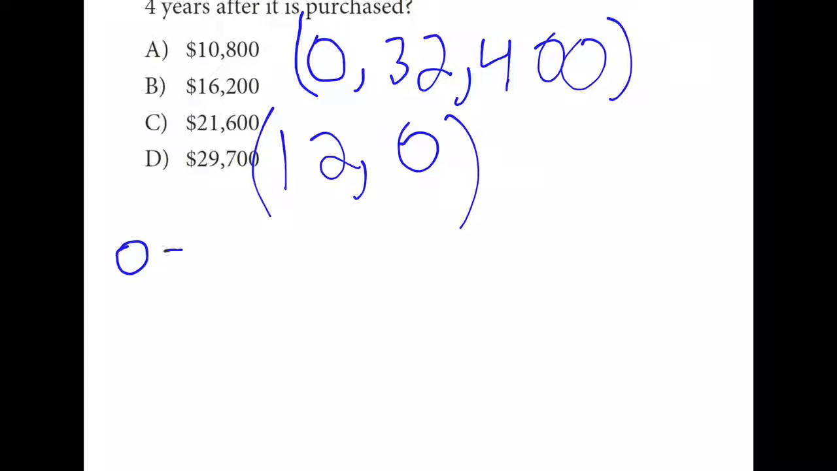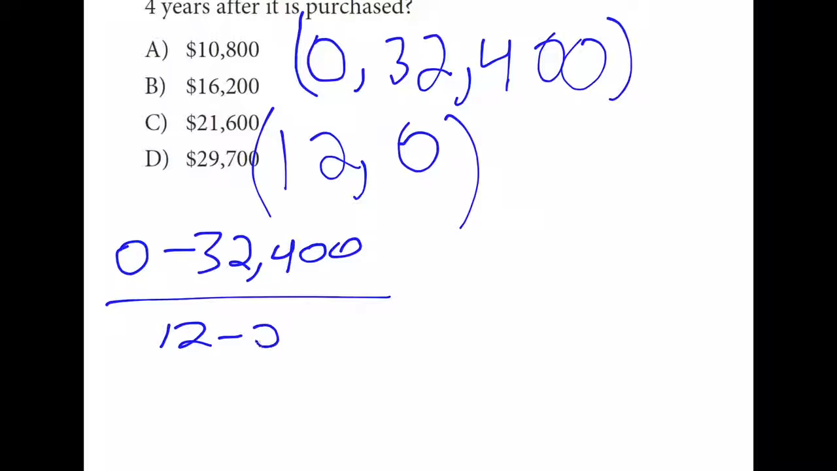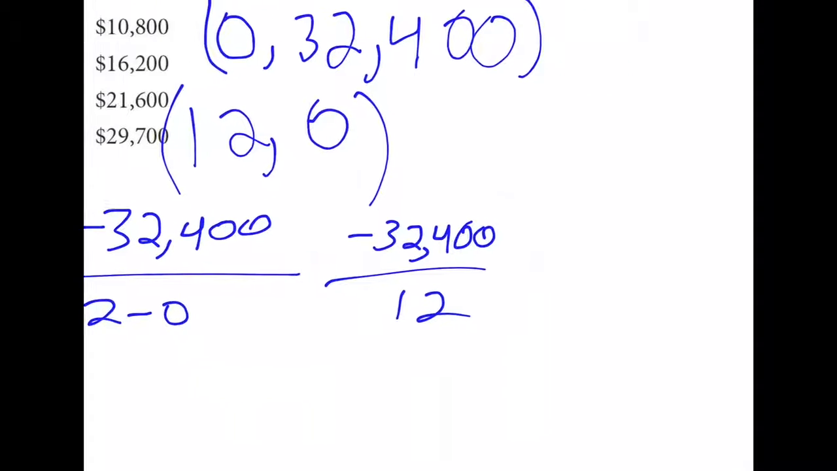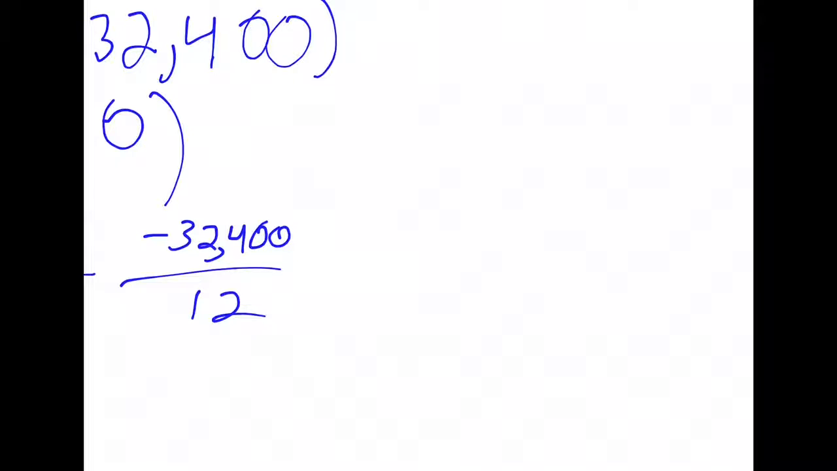So here I can use the change in slope formula. I take 0 minus 32,400, and I divide this by 12 minus 0. So I have negative 32,400 divided by 12. Now if you have a calculator, that's great. Remember, this is the no calculator section of the test though. So we're going to use some tricks for division. Instead of dividing this large number by 12, I can divide them both by 2. And I get 16,200 divided by 6.